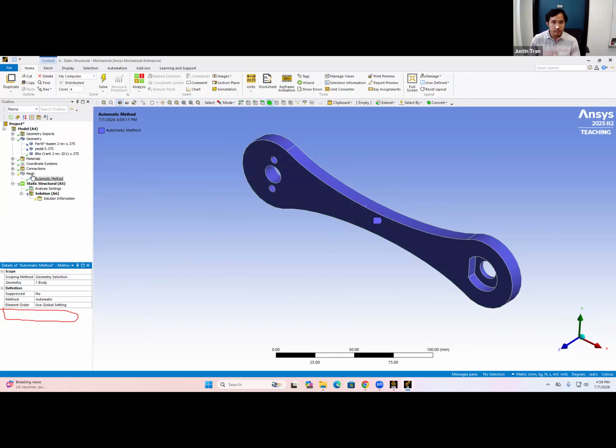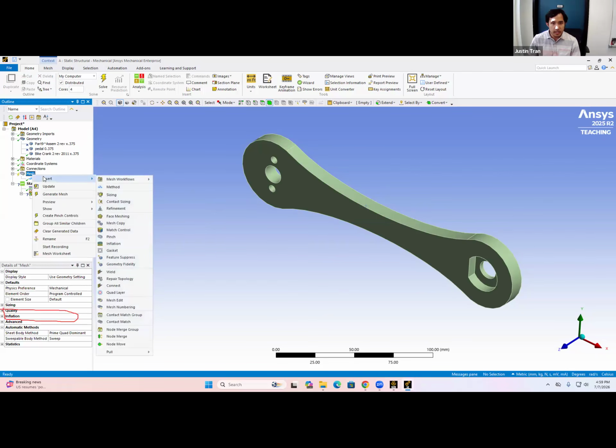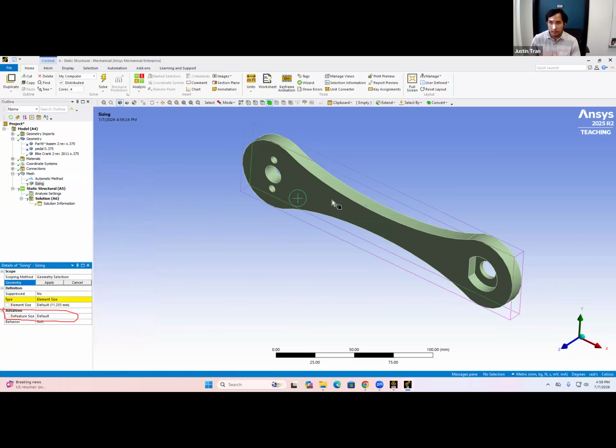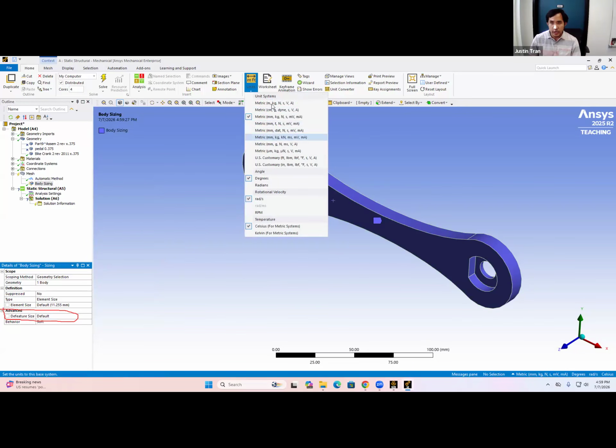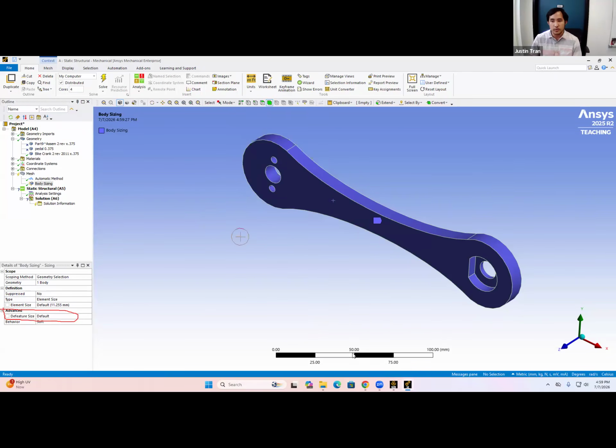And then we're also going to insert a sizing object as well. So right click mesh, go to insert sizing. Once again, you're going to apply this to the entire geometry here. And you can input the size of the mesh elements here. Remember, you can change the units. Mine's already set to millimeters, which is pretty good, but if you want to do the mesh in centimeters, then that's possible as well.